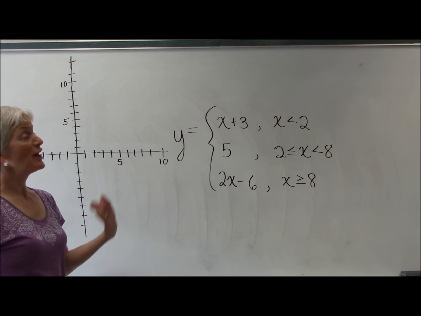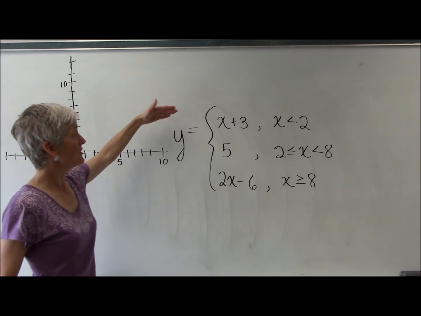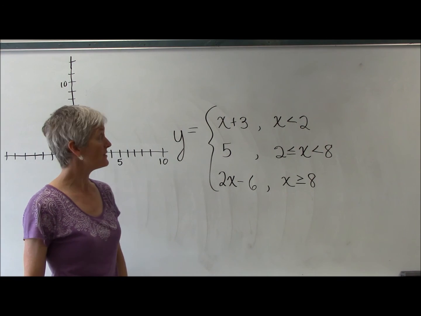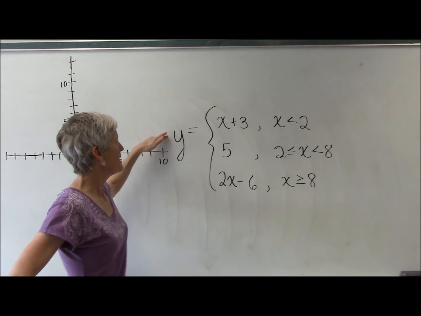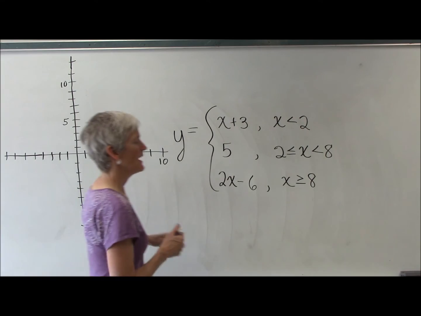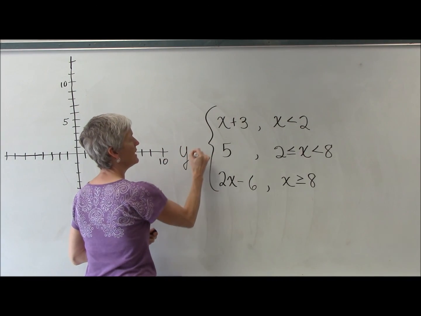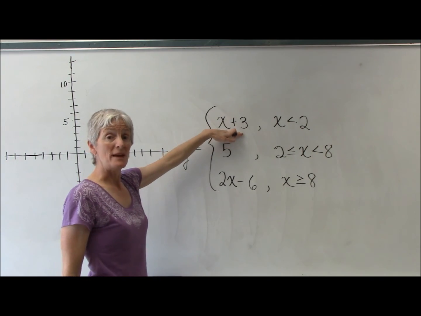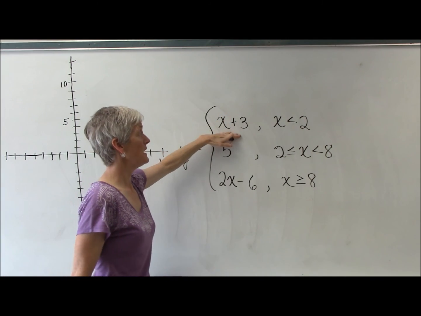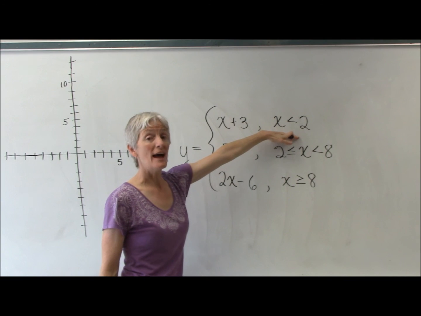Let's look at another piecewise function. This function is made up of 3 pieces. Okay? I'm just saying y equals, I guess I should really write that in the middle. It looks a little funny there. Y equals. So my first piece is a line, x plus 3, and that is for all x's less than 2.